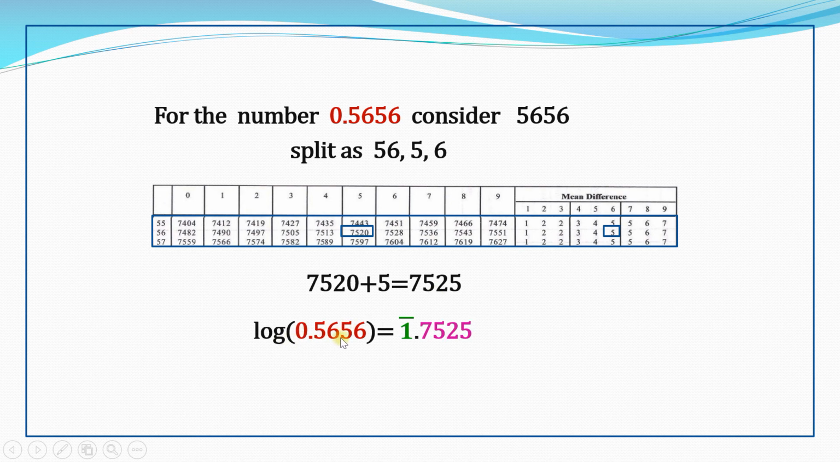And now the logarithm of this number. You know this number is greater than 0 and less than 1, so you have no zeros after the decimal, that is 0. Add 1 to it and take the negative sign. So minus 1 you are going to write as bar 1, place the decimal point, and the mantissa you are going to write 7525.